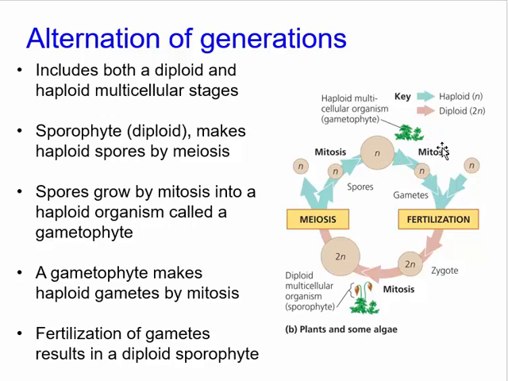These can produce gametes by mitosis. Don't need to use meiosis because these are already haploid. So just producing gametes by mitosis, they fuse, come together, fertilization, zygote, we're back to diploid. And so that's called alternation of generations because you've got these multicellular stages in both haploid and diploid.